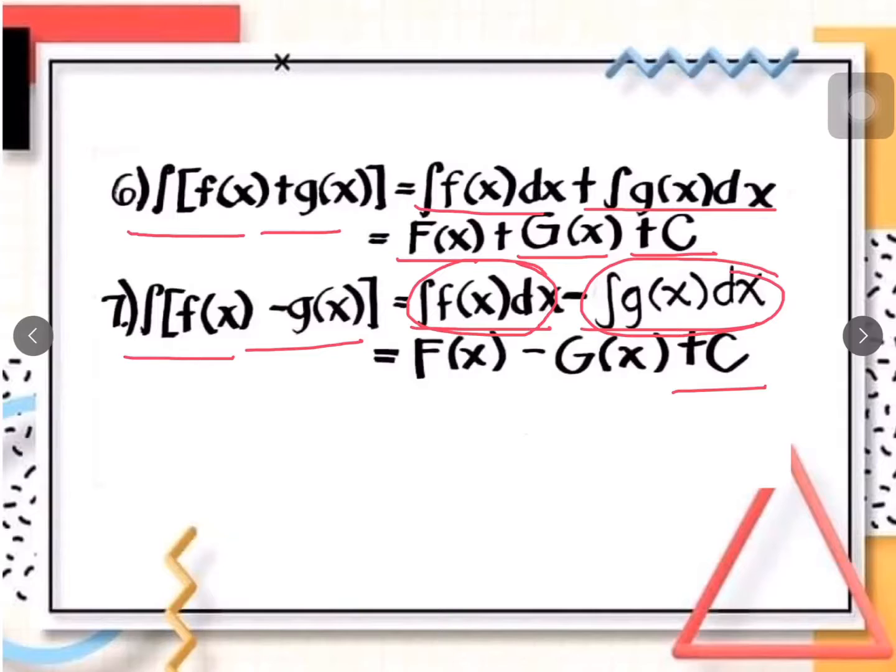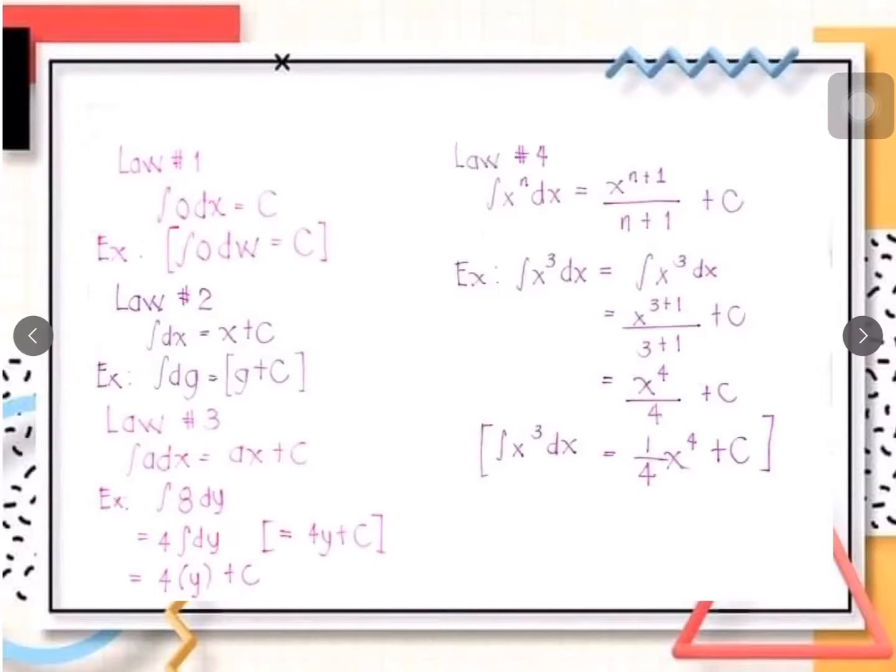Now, we will have some examples to fully understand the 7 laws of antiderivative. The first law, the integral of 0 dx is equal to c. If our integrand here is 0, if we integrate that, the answer is always our arbitrary constant c. Another example, the integral of 0 dw, the answer is our arbitrary constant c.